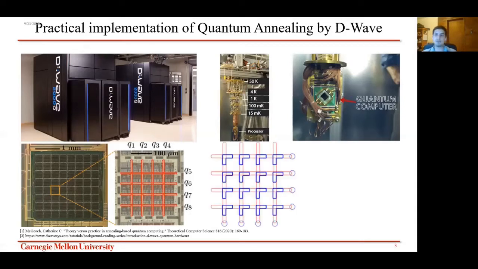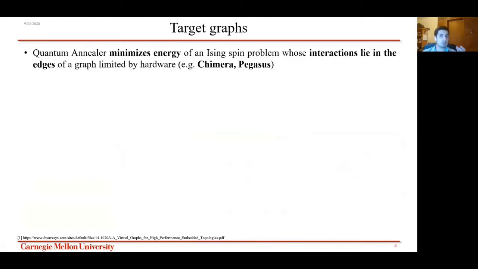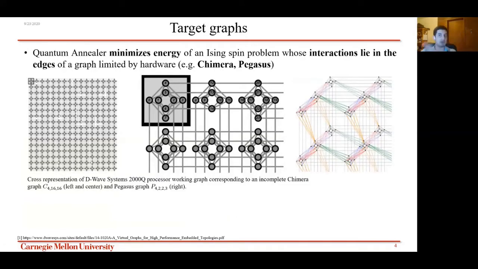You can represent this graphically as this figure over here, where you see that the blue tiles are just couplers that allow you to model interaction between the different qubits. In another graphical representation, you have this so-called chimera tile, where you have the red nodes being the qubits and the blue edges being the couplers. So this quantum annealer minimizes the energy of an Ising spin problem, but the interactions of the Ising problem need to lie on a graph limited by the hardware. And then we get this chimera architecture.